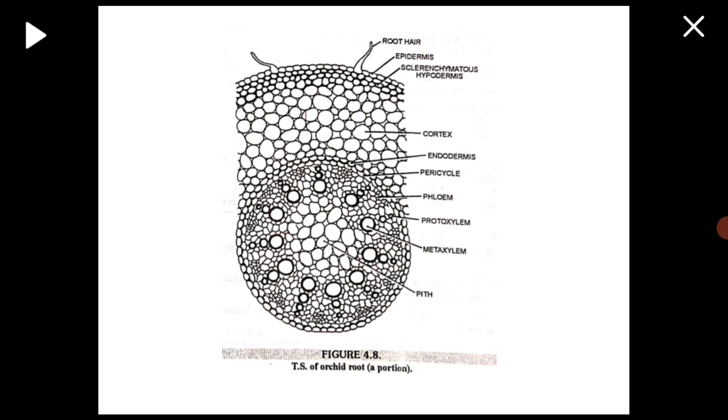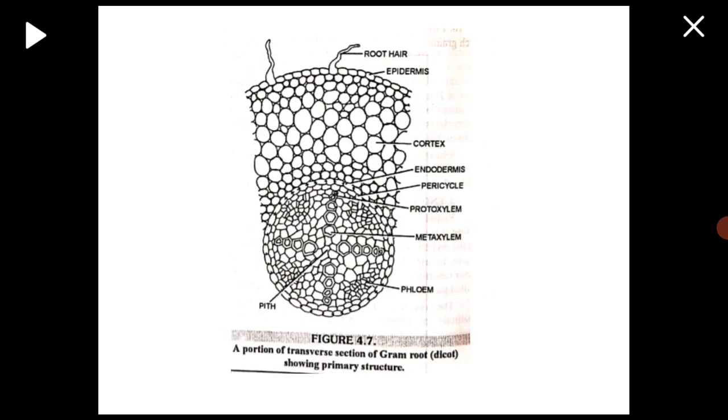The main functions of the pericycle are, one, formation of lateral roots by acting as the site for their origin. Next, to develop part of the vascular cambium. Next, to develop cork cambium in case of dicot roots which show secondary growth.